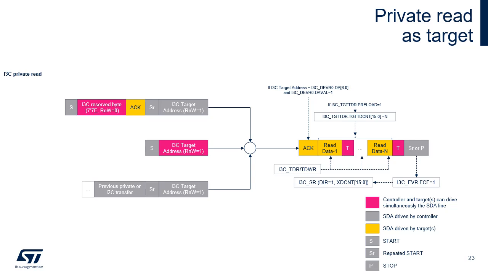The frame complete flag, or FCF, is asserted by hardware to indicate that a message addressed to this target has been normally completed on the I3C bus, for example, when a next stop or repeated start is then issued by the controller. The status register is updated with the direction of the transfer and the number of transmitted bytes. Bytes to be transmitted may have been preloaded into the TX FIFO.